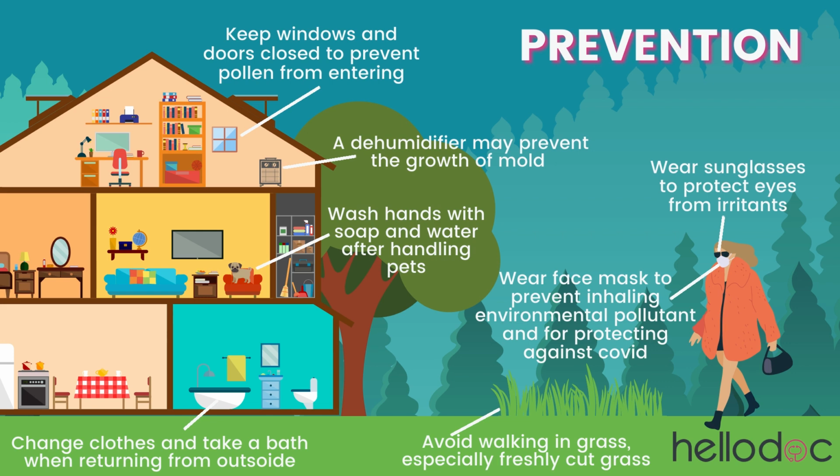So how can we remove those irritants from our direct environment so that we can get rid of hay fever symptoms? We can keep windows and doors closed to prevent pollen from entering, if this is the irritant, of course. If mould is the irritant, then a dehumidifier may prevent the growth of mould in your house. If pets or pet hair is what triggers your hay fever, then avoid them. And if you can't, make sure you wash your hands immediately after touching them.